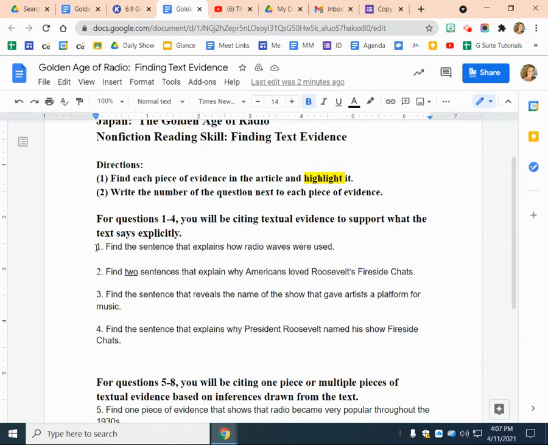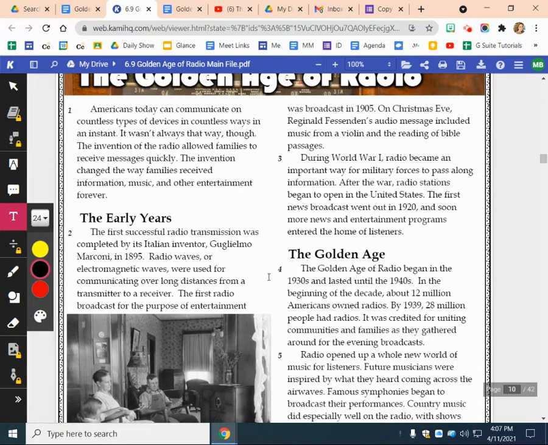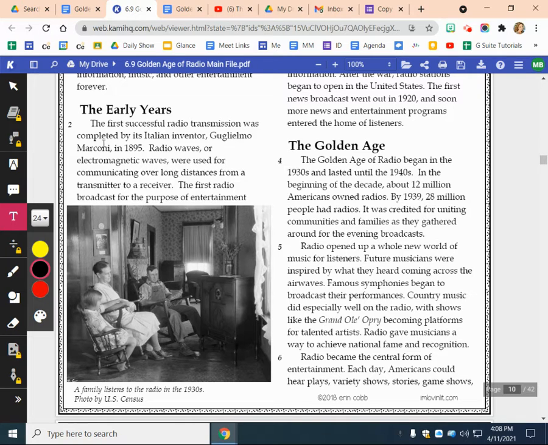So number 1, it says find the evidence that explains how radio waves were used. So if we go back to the article, usually these go in order of the article, so I'm going to go towards the beginning of the article. The introduction doesn't really get into the details of the invention. It just kind of tells us some basic information about the radio and the invention. If you go into the early years, you start to skim. I'm looking for the term radio waves, and there it is. Radio waves, or electromagnetic waves, were used for communicating over long distances from a transmitter or receiver.